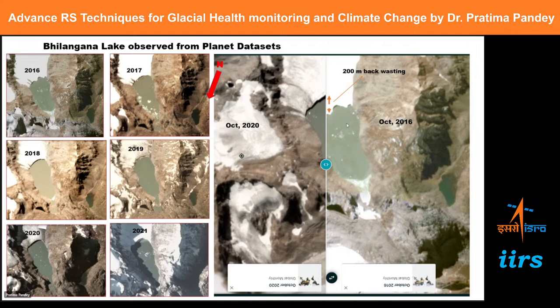Here you see the lake image of 2016 and this is the lake image for 2020. Almost 200 meters of ice has calved into the lake, and the area of the lake has increased even in these 4 years. So using temporal remote sensing data, we can easily monitor the growth of the lake.